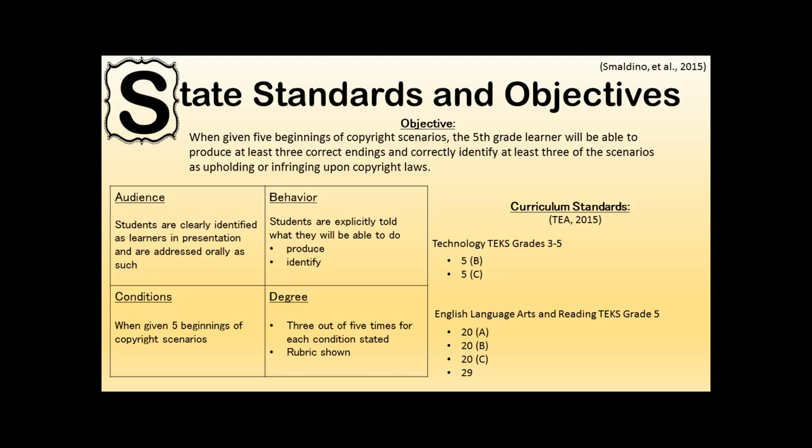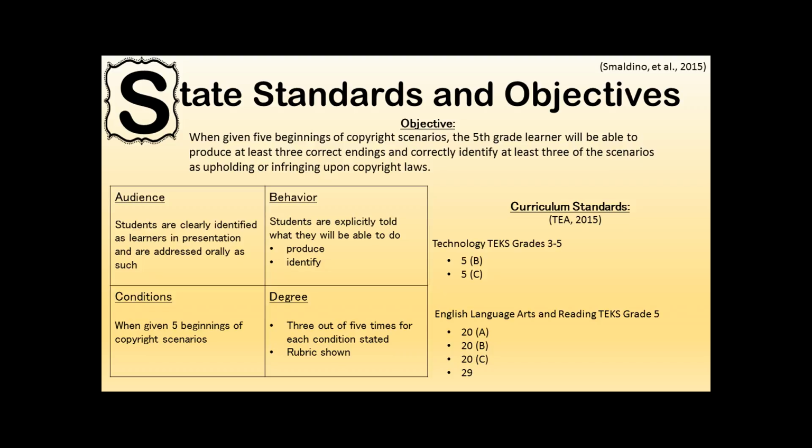Our objective for students is, when given 5 beginnings of copyright scenarios, the 5th grade learner will be able to produce at least 3 correct endings and correctly identify at least 3 of the scenarios as upholding or infringing upon copyright laws. A. The audience is clearly identified as 5th grade learners.